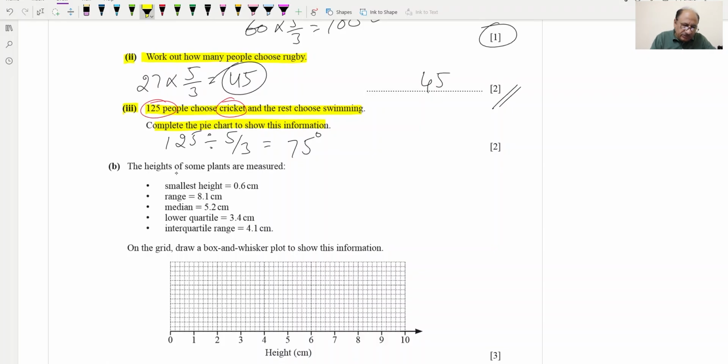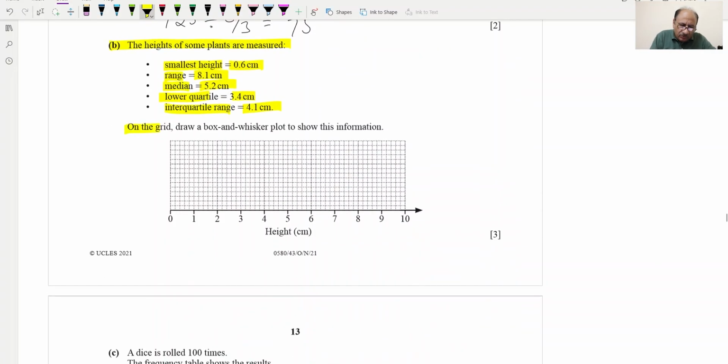B part says the heights of some plants are measured. Smallest height is this one, range is this, median is this, lower quartile and interquartile is provided. So on the grid, draw a box and whisker plot to show this information. We will start with the easiest one, the smallest height, which is 0.6.